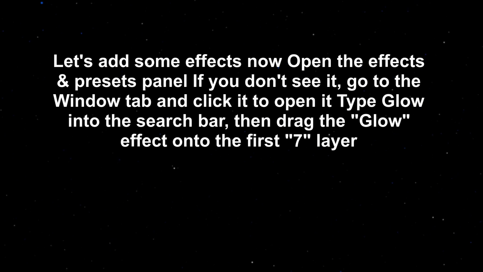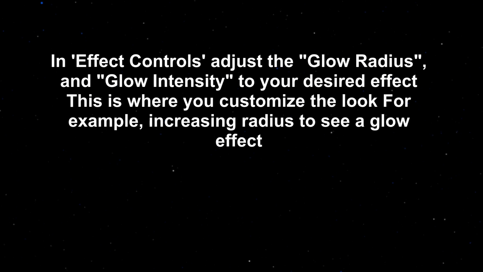Open the Effects and Presets panel. If you don't see it, go to the Window tab and click it to open it. Type Glow into the search bar. Then drag the glow effect onto the first 7 layer. In Effect Controls, adjust the glow radius and glow intensity to your desired effect. This is where you customize the look, for example, increasing radius to see a glow effect.